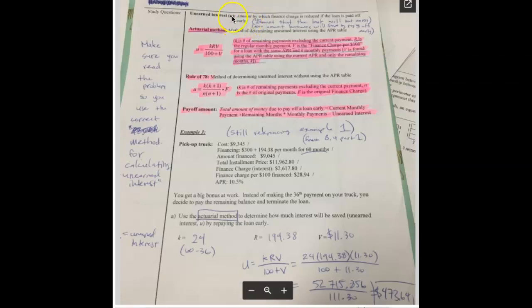Unearned interest, represented by the variable u, is the amount by which a finance charge is reduced if a loan is paid off early, aka an amount that the bank will not earn, hence unearned interest, but also an amount that the borrower will save by paying off the loan early. So that's what these formulas are used for. There are two different methods for calculating unearned interest, and they do yield a different total for unearned interest.